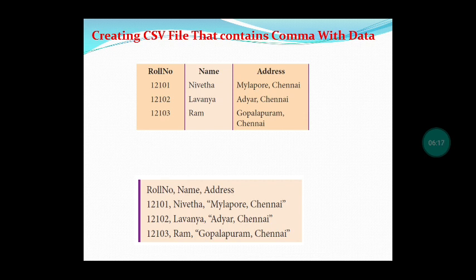Here, roll number, name and address. Roll number 12101, name Niveda, address as given in the double quotes, Mylapore, Chennai, and second row Adayar, Chennai, and third row Gopalapuram, Chennai. So all the things have been given in between the double quotes, so the data can be in the same cell.